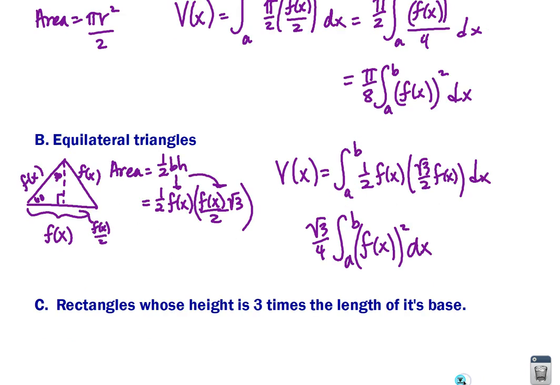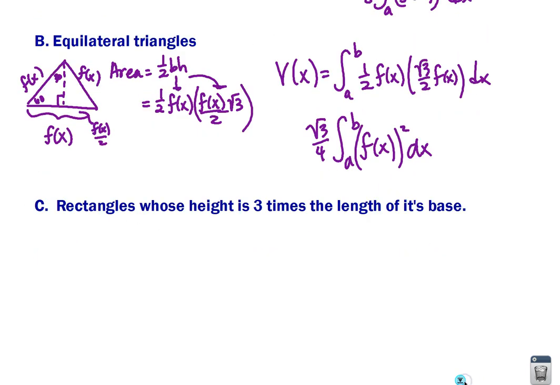Okay, let's just say we had a rectangle, like your cross sections were rectangles whose height is 3 times the length of its base. So if I were to think of that triangle along the base, now I have this rectangle. f of x is the base, but now the height of my rectangle is 3 times whatever my base was. So 3 f of x.